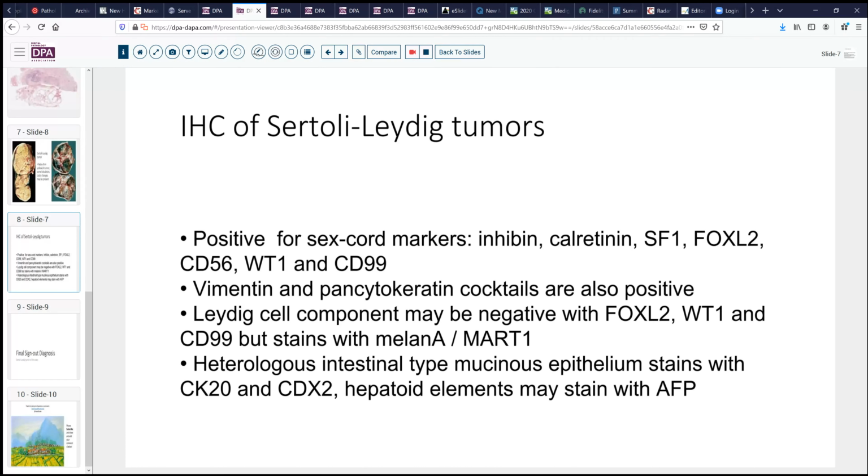and MART1. And so that can be a useful differential and a useful tool in the hunt for rare Leydig cell components. The heterologous elements can be, as I've mentioned, the intestinal mucinous type, which would, of course, stain with intestinal type markers. And if you have hepatoid elements, an even more rare variant, those may mark with AFP or maybe with glypican 3.